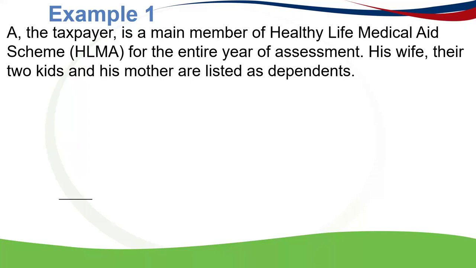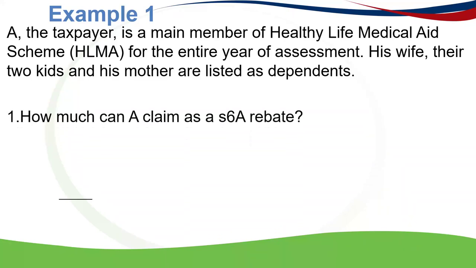So you have A, that is the taxpayer who is the main member of Healthy Life Medical Aid Scheme for the entire year of assessment. His wife, their 2 kids, and mother are listed as dependents. So if we look at the number of dependents on the medical aid, it's the taxpayer himself, the wife, the 2 kids, so we are at 4 dependents, and then the mother is listed as the 5th dependent. Then the question is, how much can A claim as a Section 6A rebate?